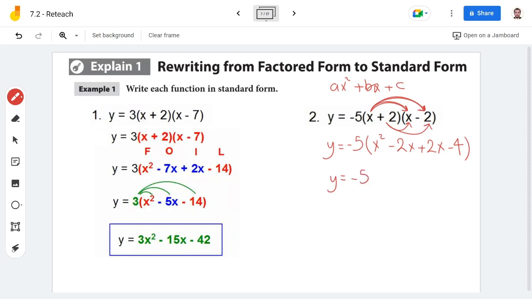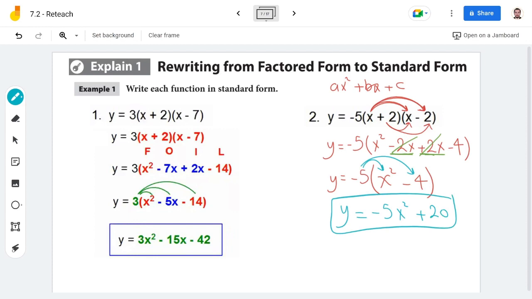So now, do I have like terms? Yes, I have like terms. I have negative 2 and positive 2. So positive 2 and negative 2 is equal to 0, so we cancel them. Now it remains x to the power of 2 minus 4. Now use the distributive property. Negative 5 times x squared and negative 5 times negative 4. So negative 5x squared, and negative 5 times negative 4 is equal to positive 20. So now this is my standard form for this equation.